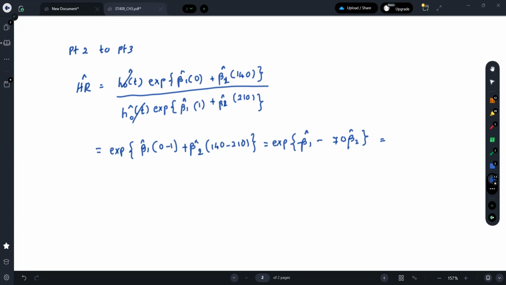Okay? Is this clear to all of you? How you write down the hazard ratio and then get the value? Yes or no? Anything unclear?